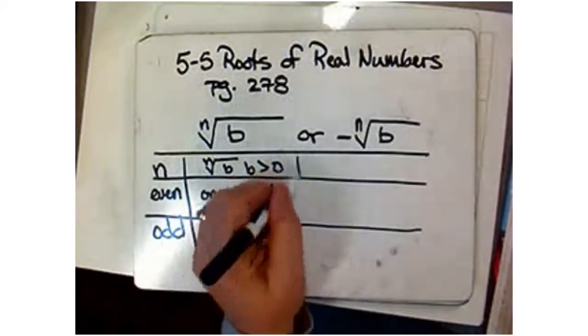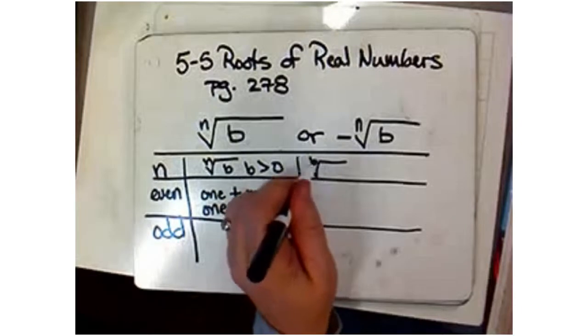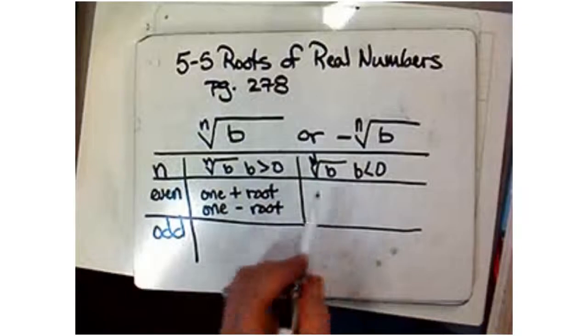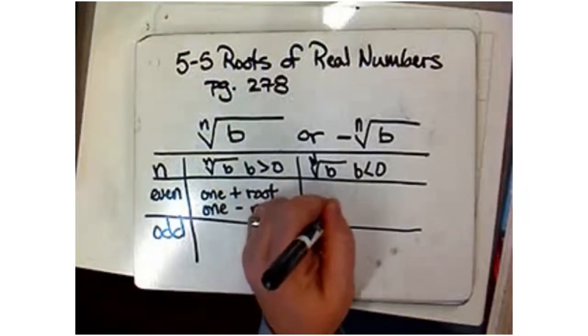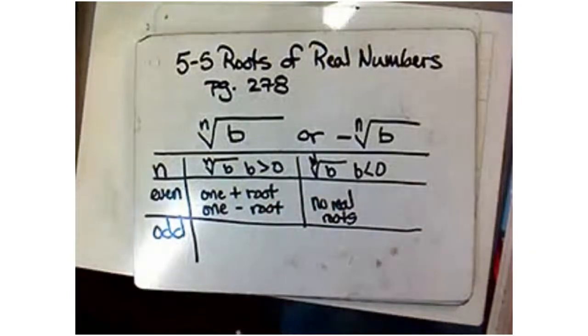If your b is less than 0, then you would have no real roots. No real roots on an even root if b is less than 0, because then we're looking at the negative square root or negative fourth root or negative sixth root. That wouldn't be possible for real roots. Now we've learned that there are complex or imaginary numbers, where the i helps us out, but as far as real roots, there aren't any.